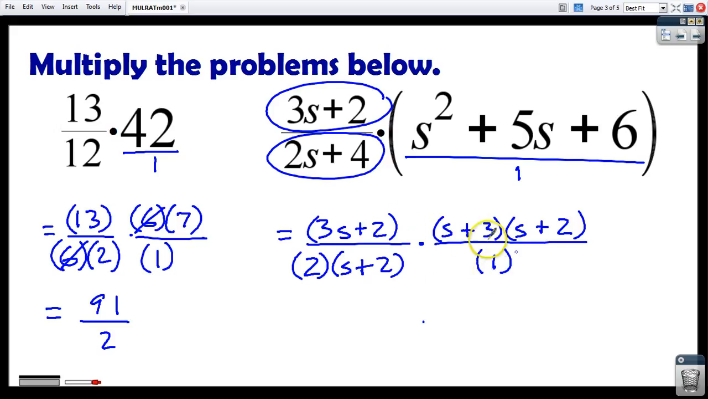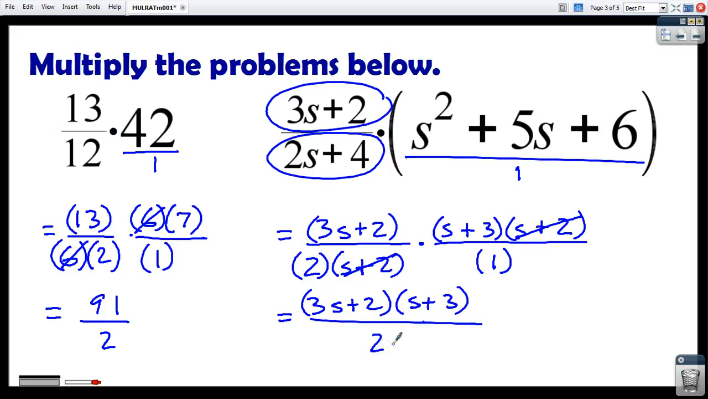Now, it's at this point where I can cross things out, because once again, in order to cross cancel, it has to be a factor. We have to be multiplying with it. So once I've got everything in parentheses like this as a multiplication problem, now I'm allowed to cancel things out. So in this case, just like this one, there wasn't a lot that would cross out. So here, s plus 2, s plus 2, and that's it. So what we're going to have to do is put this all back together. 3s plus 2 times s plus 3 over 2 times 1, which is 2.